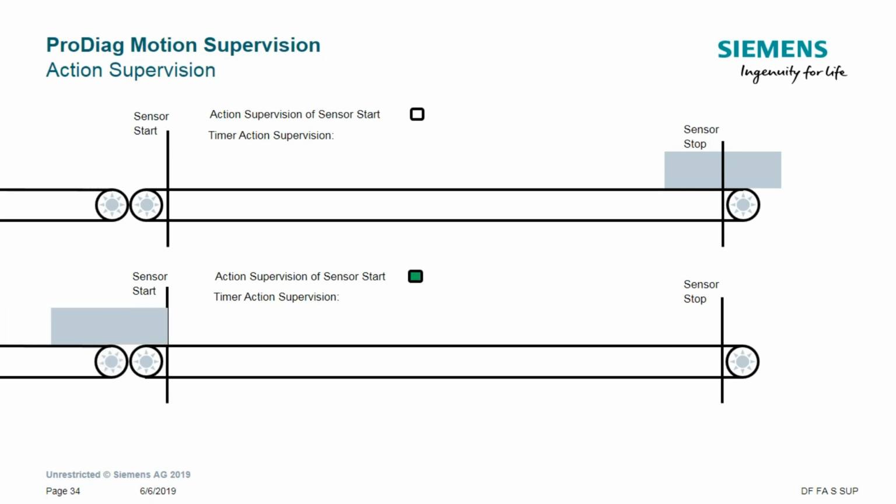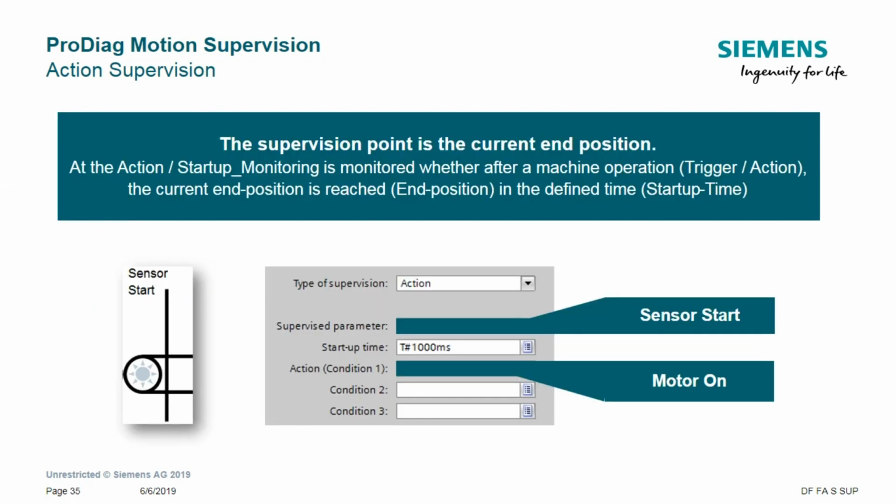So the sensor start is actually the supervised input here. And I generate a product alarm as soon as this sensor start doesn't give a negative flag after a specific time. So the configuration itself is pretty simple. The supervised parameter, like I said, is sensor start. We do have a startup time of 1 second, and the action which is triggered is motor on. Okay. And of course, when sensor start is still active after 1 second, the motor on is switched to false.